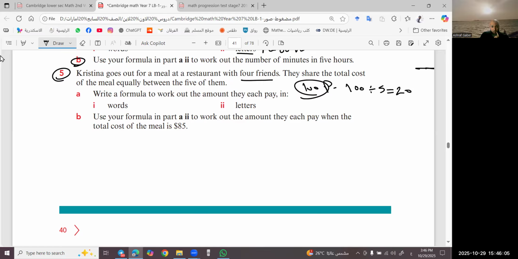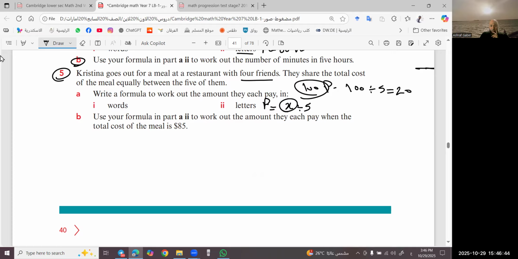So we can write what? The cost of each one is what? The formula is: the total cost of the meal is divided equally between five of them. So we can write the price of each one equals x divided by 5, where x represents the total cost and b represents what each person paid. In words, the share of each one equals the total cost divided by 5.